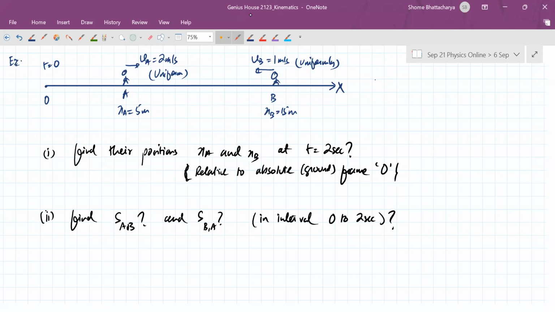Okay. So you can do this question by just the formula kind of method also, or you can also do it by just visually drawing a picture because it's quite simple. There are two objects moving in 1D motion along the x-axis and that too uniformly without any acceleration.